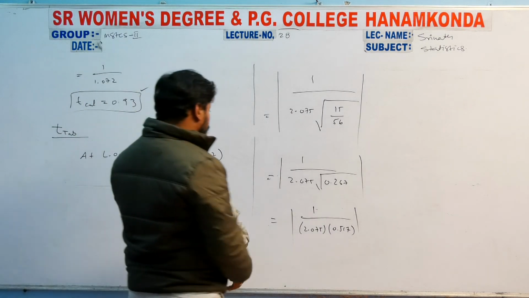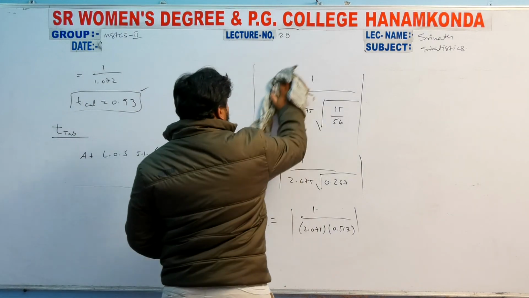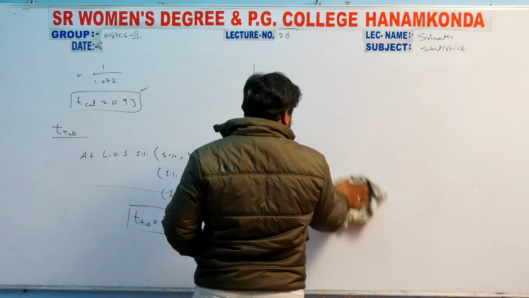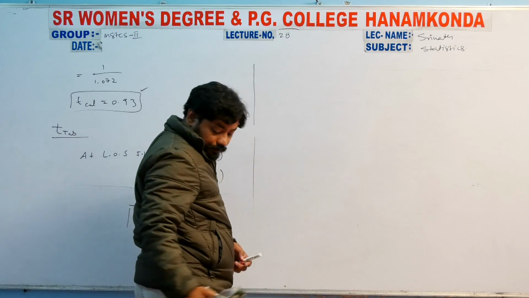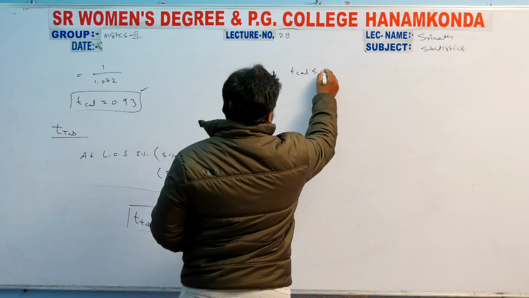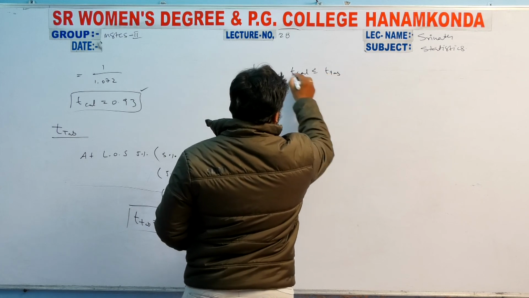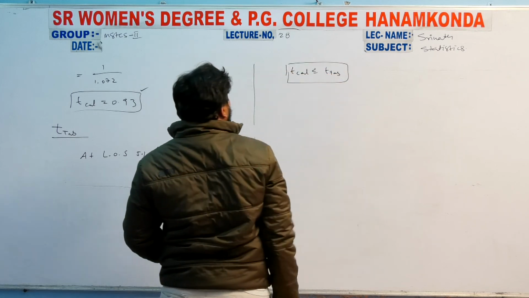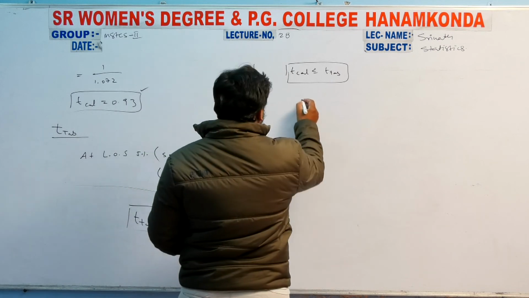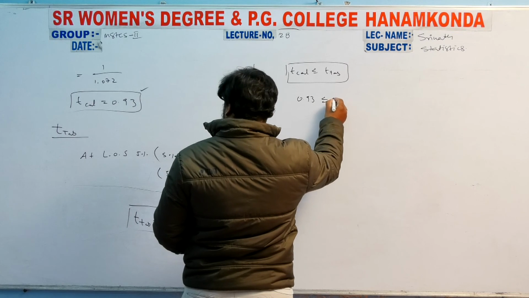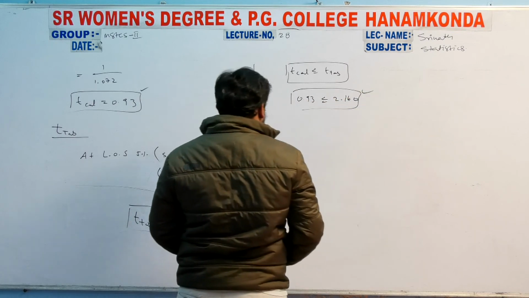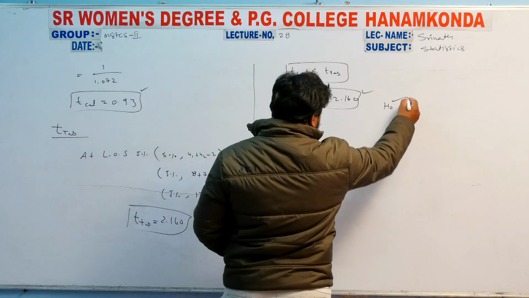Finally, we want to check the condition: is t calculated less than or equal to t table value? That is, 0.93 is less than or equal to 2.160. The given condition is satisfied. The null hypothesis is accepted.